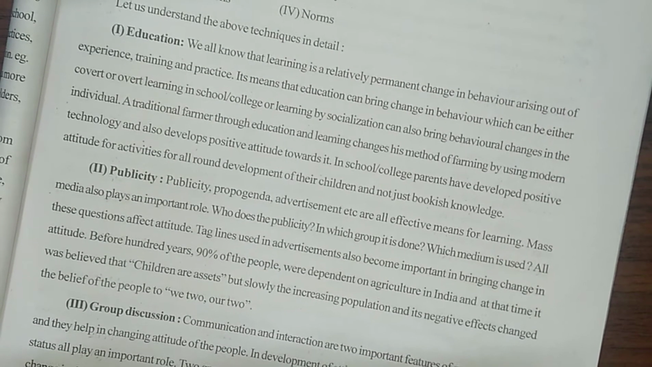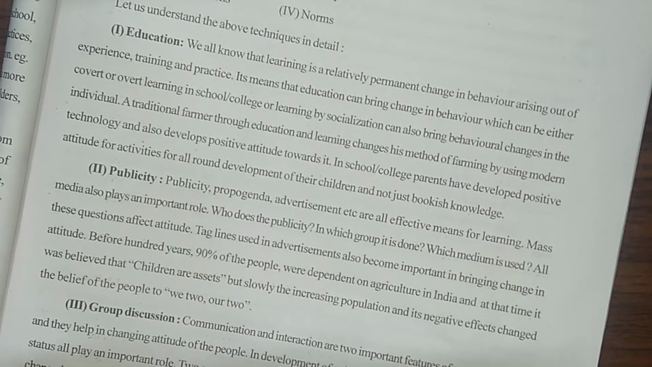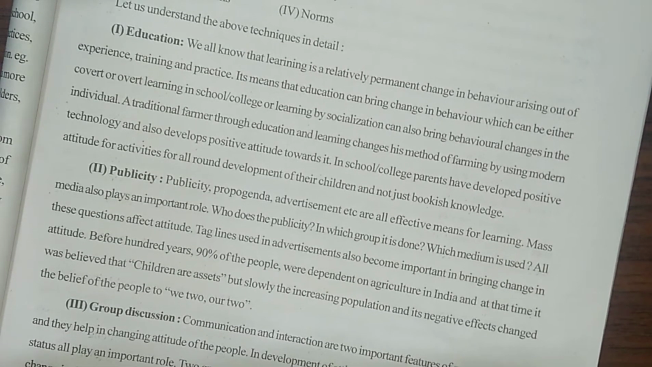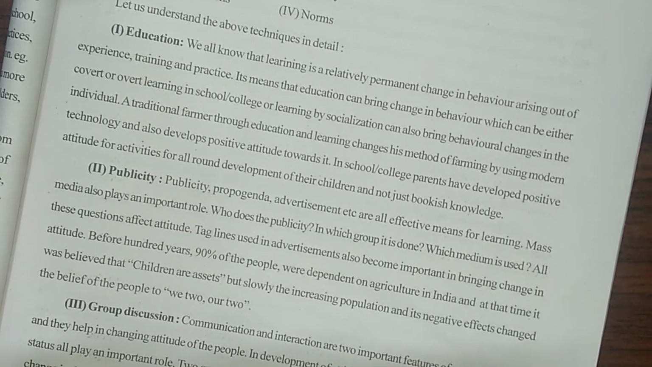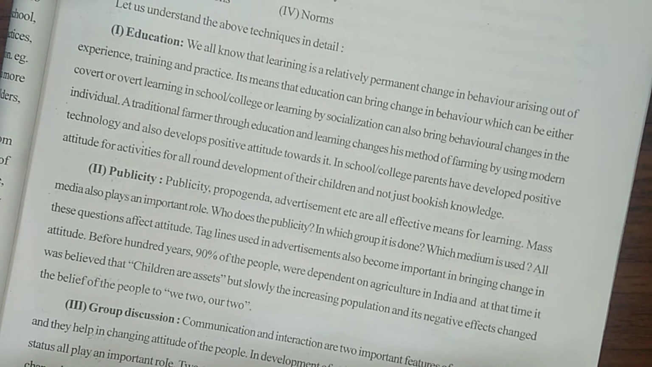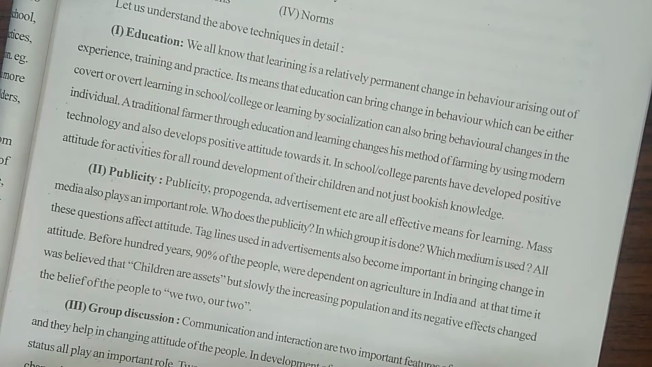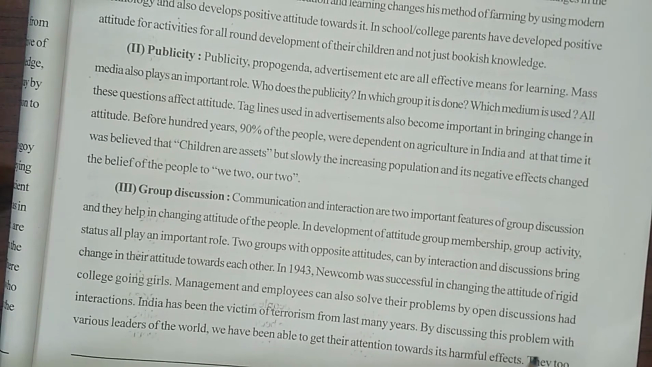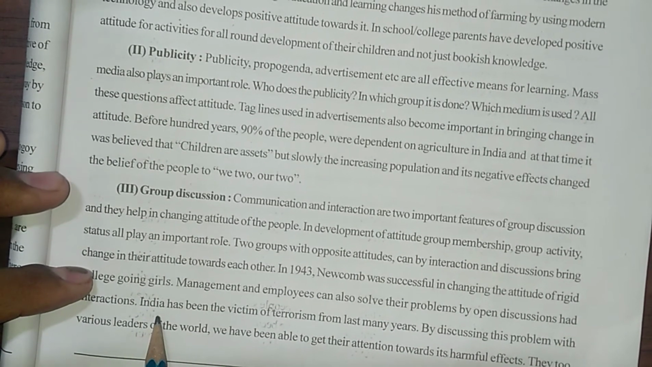Group discussion: communication and interaction are two important features of group discussion, and they help in changing the attitude of the people. In the development of attitude, group memberships, group activities, and status all play an important role. Two groups with opposite attitudes can, through interaction and discussion, bring a change in their attitude towards each other. In 1943, Newcomb was successful in changing the attitude of rigid college-going girls. Management and employees can also solve their problems by open discussion and interaction.